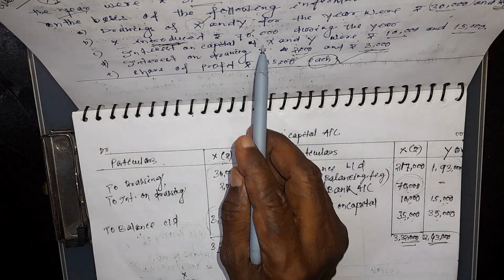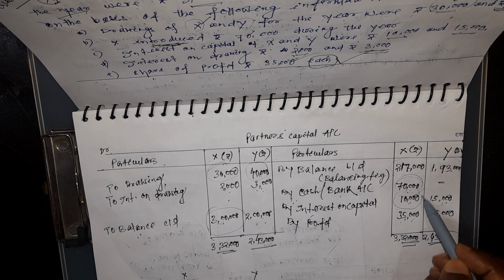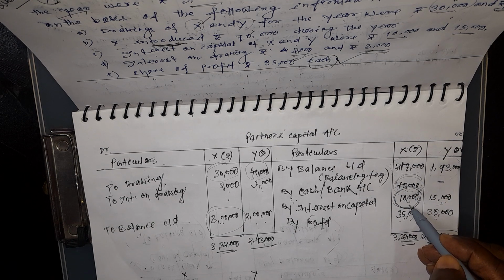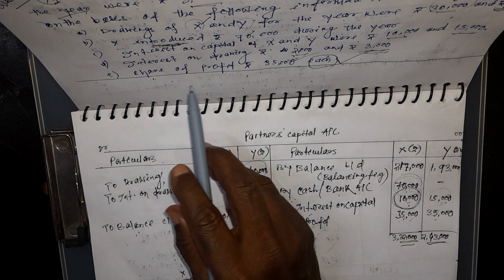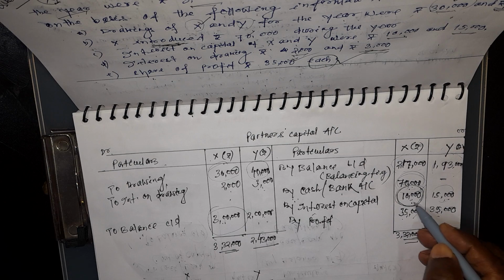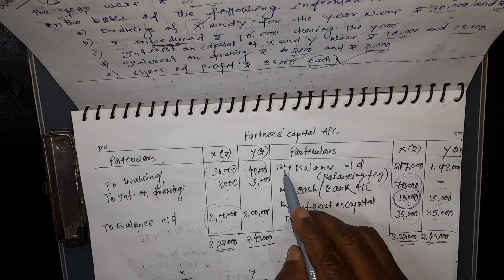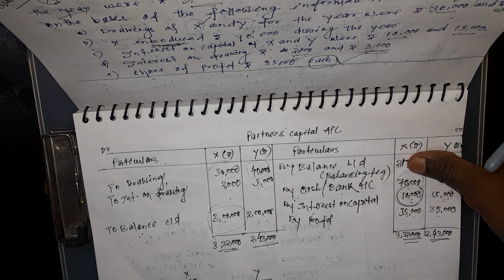Then interest on capital of X and Y. Interest on capital of X, how much? He got 10,000. So under the column of X we write the interest on capital 10,000 and for Y it is 15,000. Share of profit 35,000 each. That means X got 35,000, Y also got 35,000. We have to calculate this one, that is opening capital, the balancing figure.